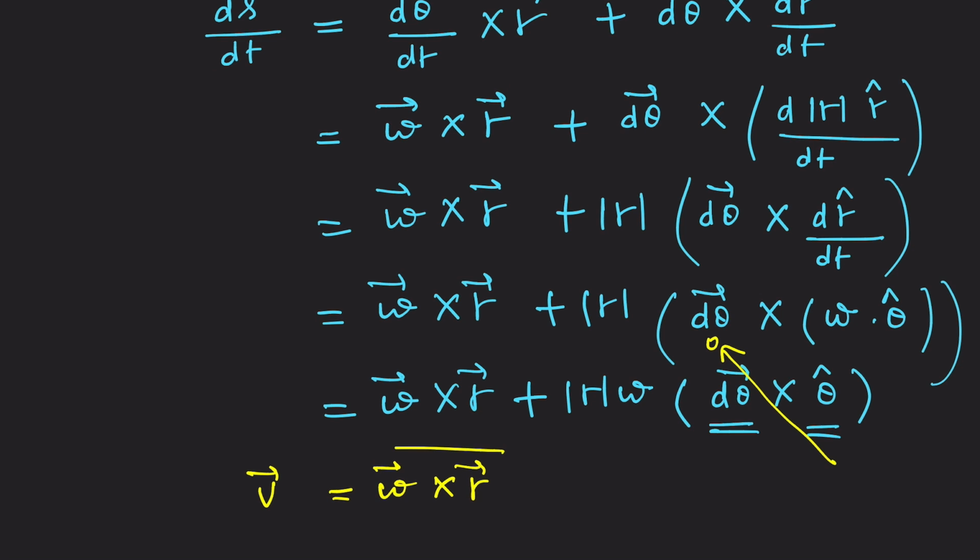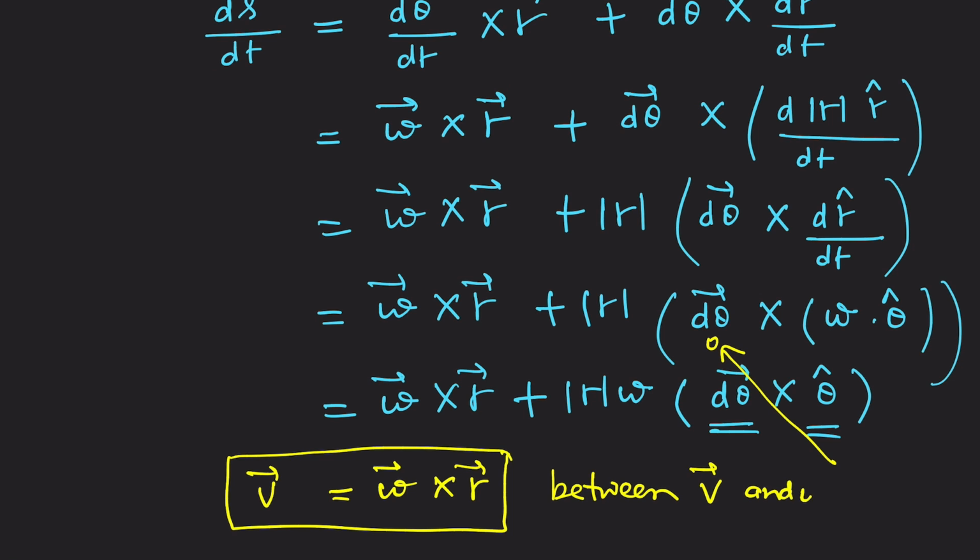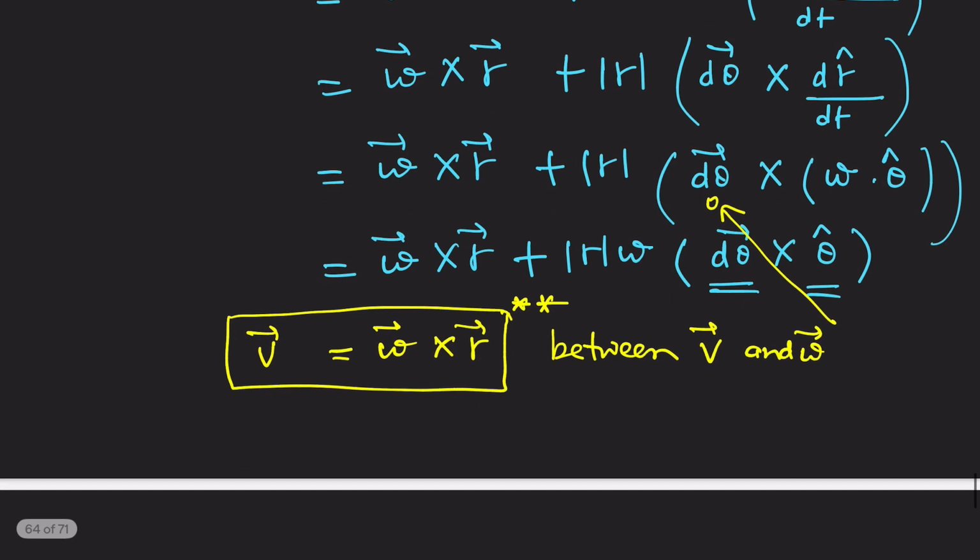V is equal to omega cross r. This is the general relationship, guys, between v and omega. Very important relationship, guys. You have to keep in your mind how we have developed the v in vector form, with omega and r. For general calculation purposes, you can just directly write v is equal to r omega.